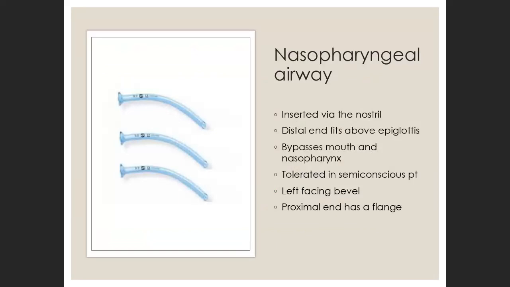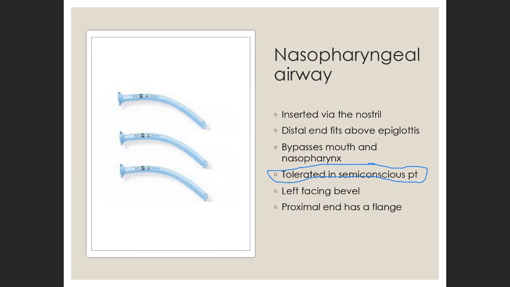Nasopharyngeal airways fit through the nostril, the nares. The nasopharyngeal airway goes through the nostril, and the distal end fits in the nasopharynx, just above the epiglottis. It bypasses the mouth. It can be tolerated in a semi-conscious patient. Okay, right? Very important. So if a patient is semi-conscious, you can actually put it in yourself. In an awake patient, you can anesthetize your nose, or you can just grease it up and put it in.